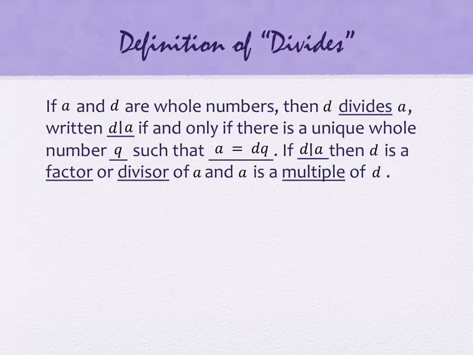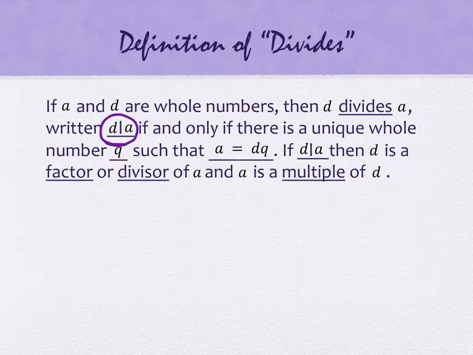All right, so to start with, we're going to talk about what we mean by divides. If A and D are whole numbers, then D divides A. This notation you may or may not be familiar with. It's a little confusing because it looks like a fraction, but we read it as D divides A. So if you think about it in terms of a fraction, it's actually backwards notation. The first number is like the divisor on the denominator, and the second number is actually like what we're dividing. If and only if there's a unique whole number Q, such that A equals DQ. If D divides A, then D is a factor or divisor of A, and we say A is a multiple of D.